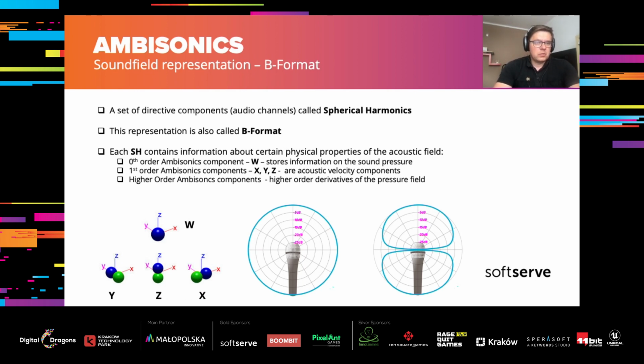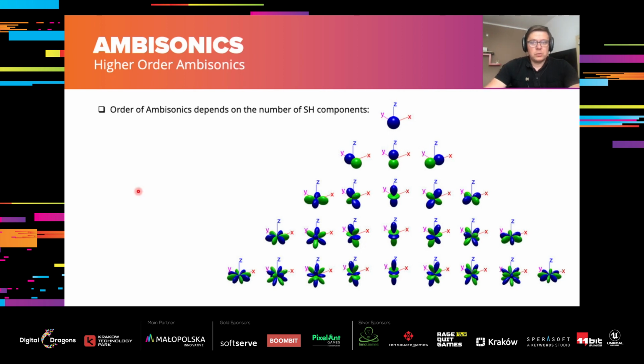Higher order ambisonics components contain information about higher order derivatives of the pressure field. As we could see on the previous slide, with increasing order of ambisonics, the number of spherical components also grows. Zeroth order ambisonics consists only of one spherical harmonic, which is W. First order ambisonics consists of an additional 3 spherical harmonics, X, Y, Z, and we have them here. And second order ambisonics adds another 5 spherical harmonics.